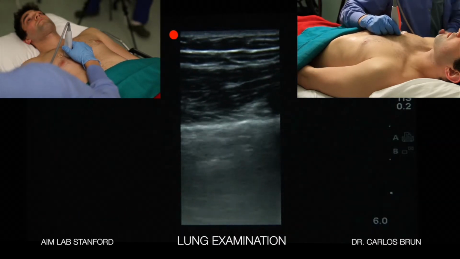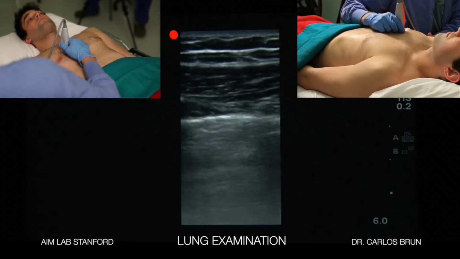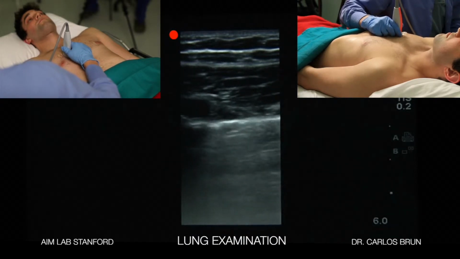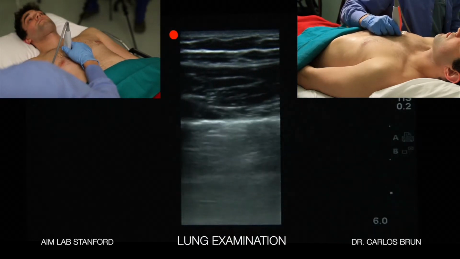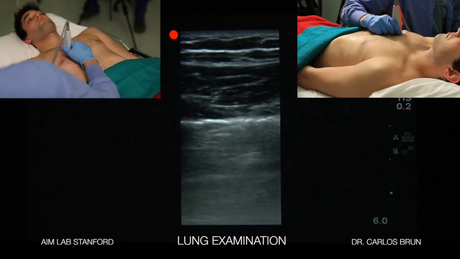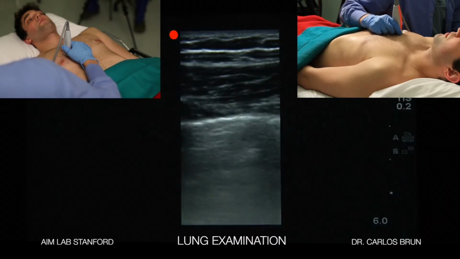If my patient takes a deep breath in and out, perfect. You'll see that that white line appears to move. And that's what we want to see. This implies the visceral and parietal pleura are actually moving along, and that's what you're seeing. Now, if he could take small breaths, sometimes you can see it, but it can be more difficult. So you can breathe normally now.